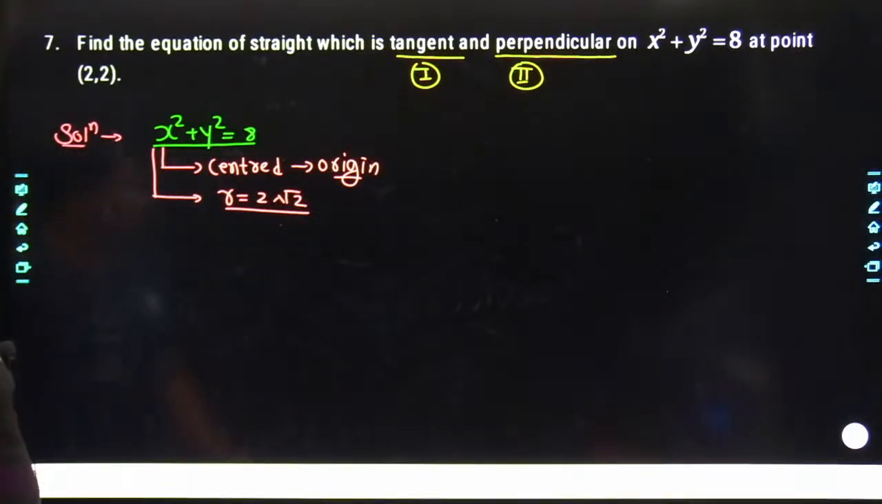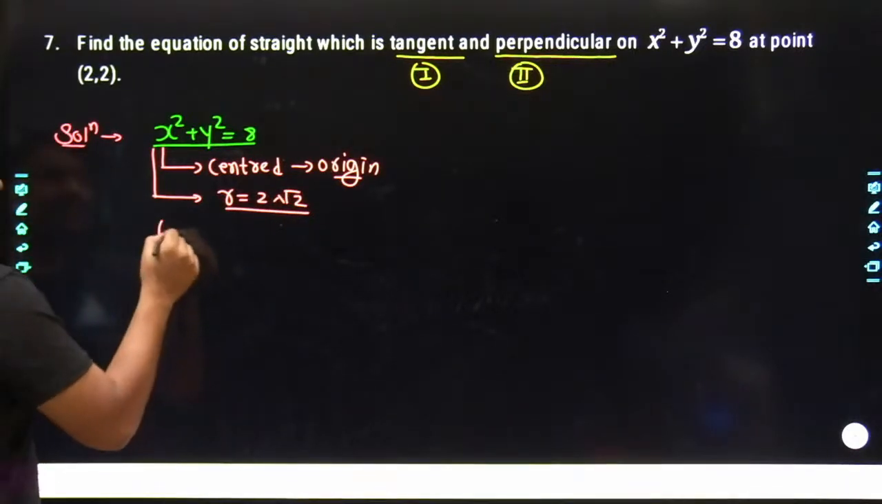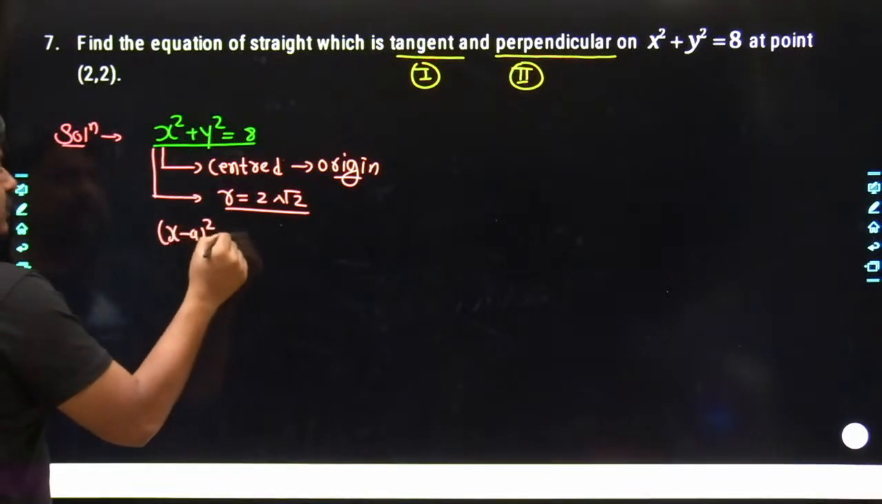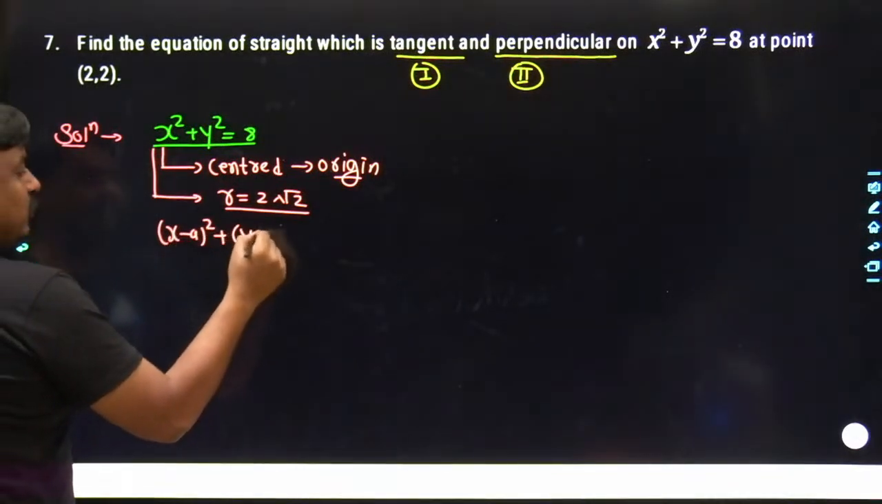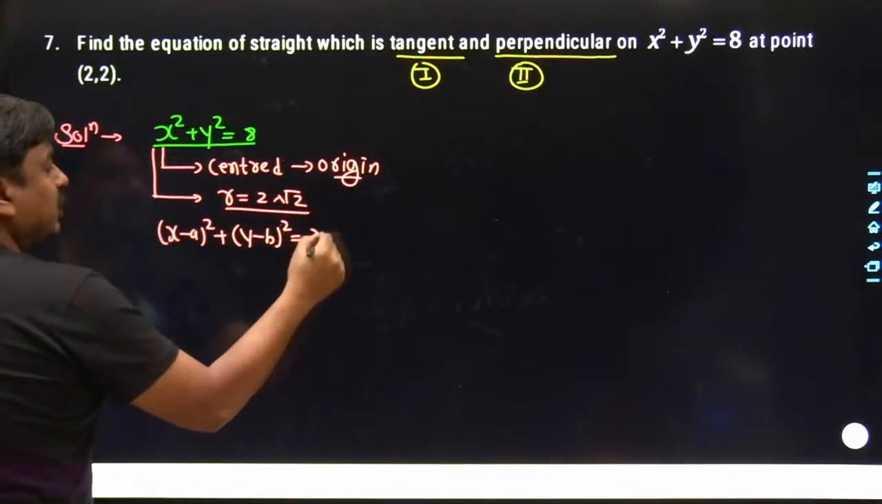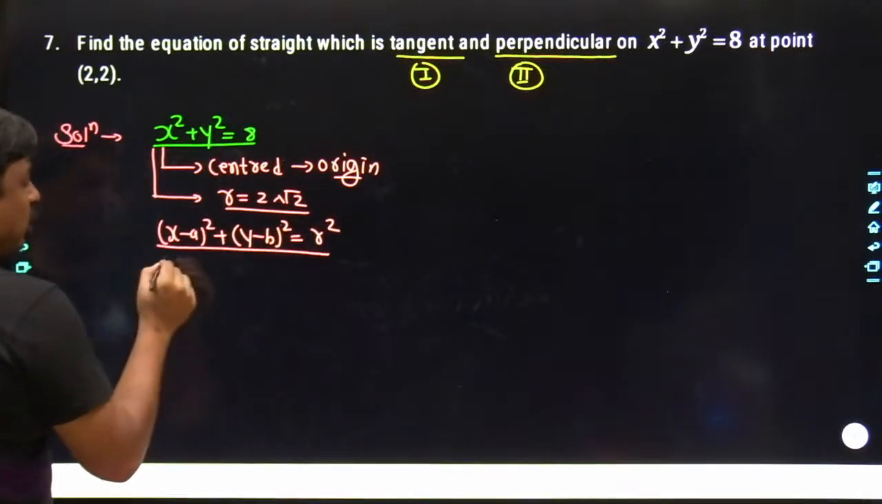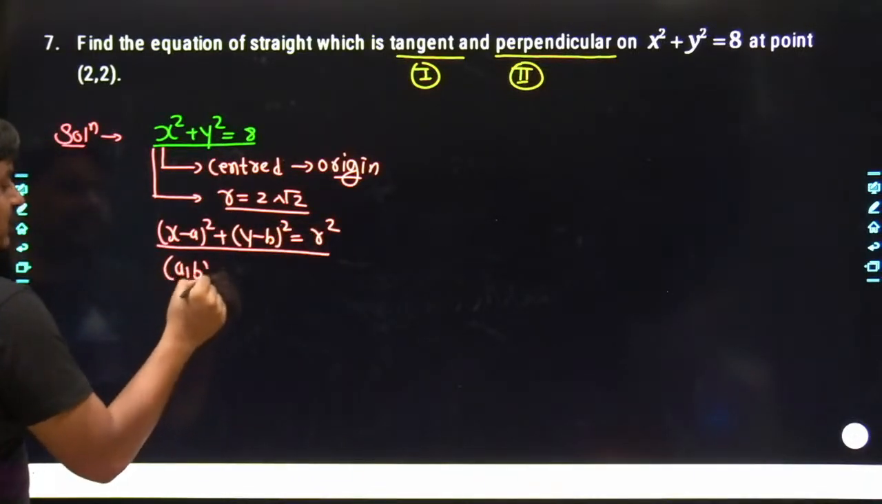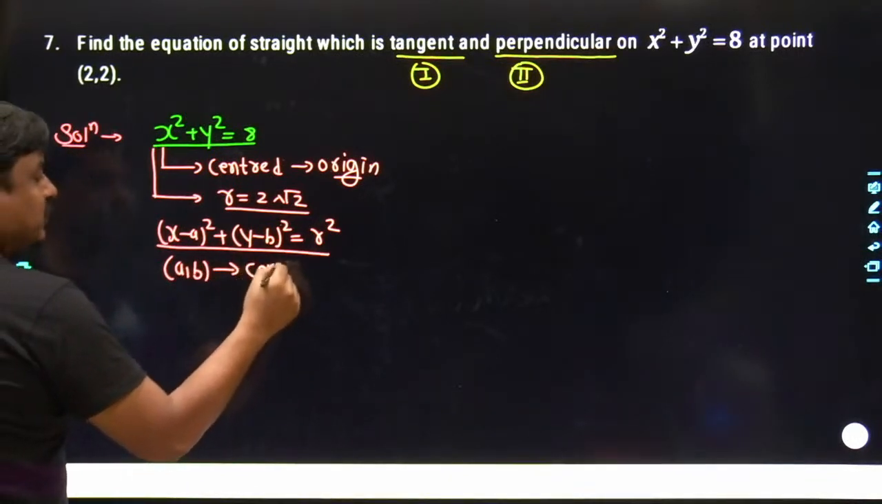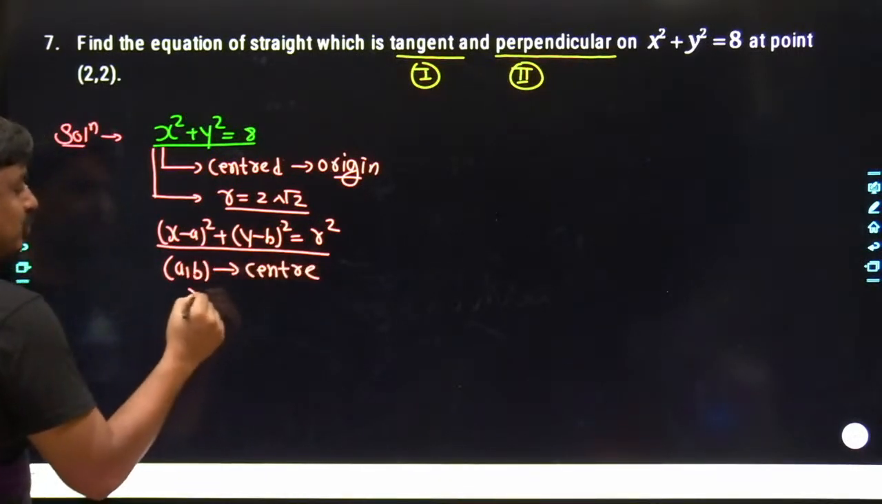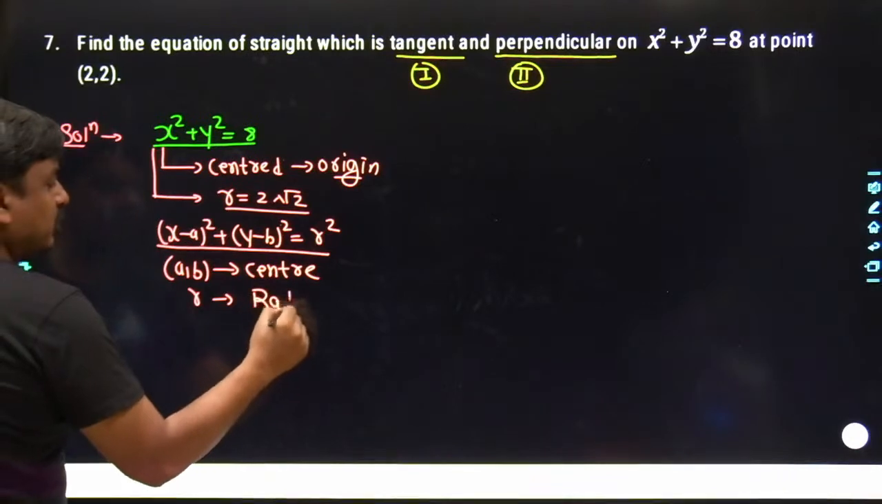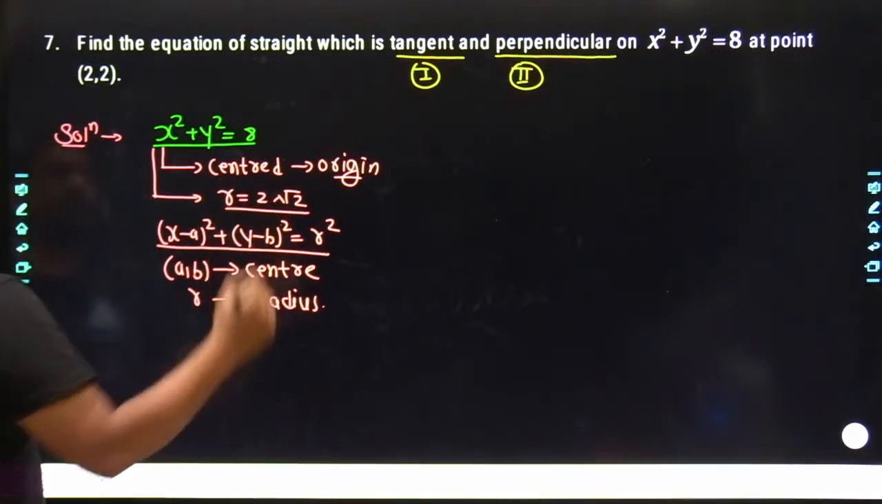How did we know about it? Obviously, we can compare with the standard format of the circle, (x minus a) square plus (y minus b) square is equal to r square, where (a, b) is the center of the circle and r is the radius of the circle.